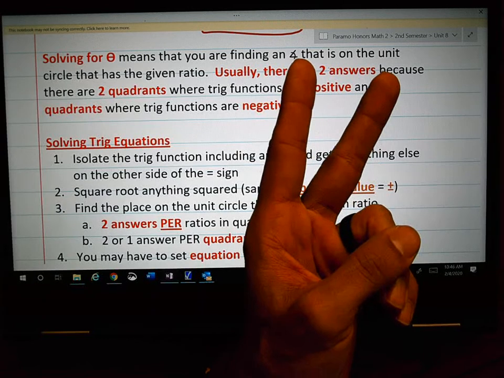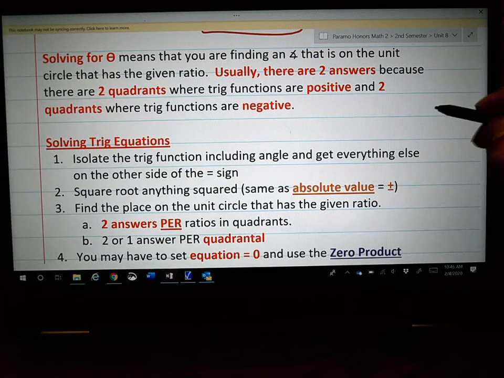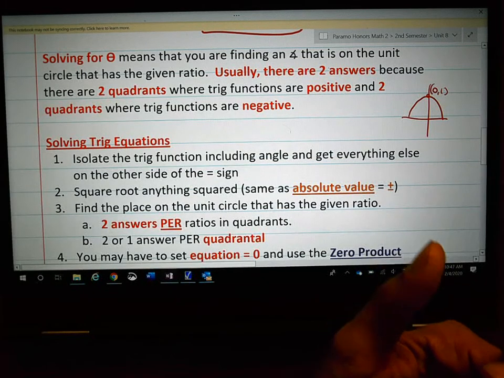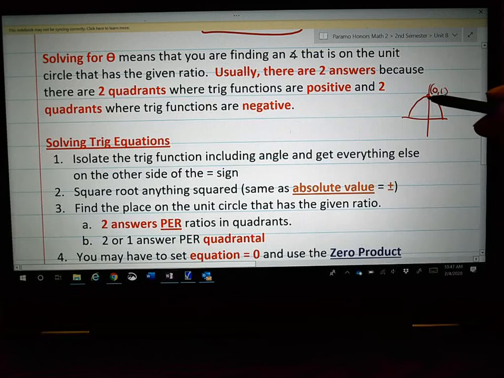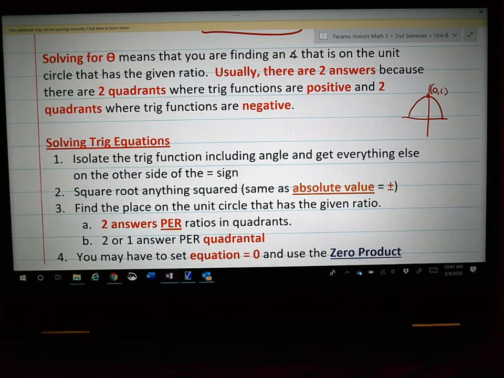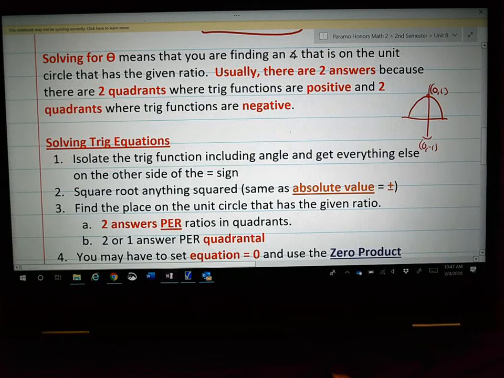But sometimes there'll be 1 answer. If we're talking about the top of the unit circle, there's only 1 place where the sine ratio is equal to 1. It's right here: pi over 2 or 90 degrees. No other place on the unit circle has a sine ratio at the exact top of the unit circle. That only has 1 answer. Matter of fact, there's only 1 place where the sine is equal to -1.